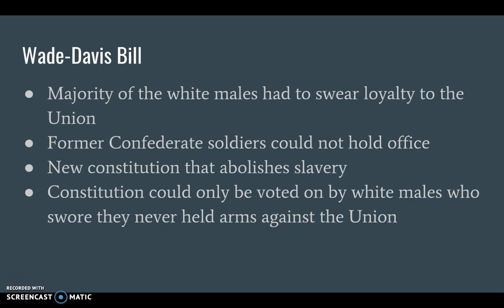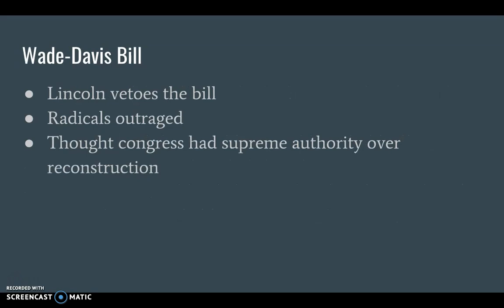The radical Republicans thought they had a great thing with the Wade-Davis bill, but Lincoln vetoed the bill, which outraged the radical Republicans. The radical Republicans thought that Congress should have supreme authority over the Reconstruction, kind of like how we debated in class who should have control, whether it's the president, the South, or Congress. The radical Republicans are the ones that thought that Congress should have supreme authority over Reconstruction.